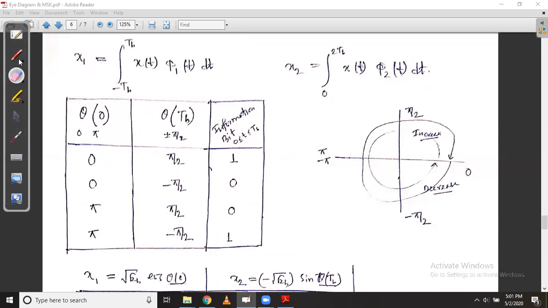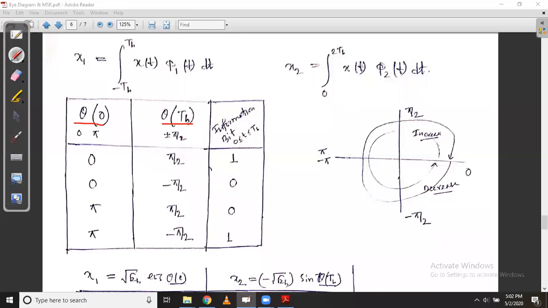In the previous derivation, we used this one and this one. That means these two phase angles have some combination of 0 and pi and plus minus pi by 2. So for this, 0 and 0; for this, 0 plus pi by 2; for this, 0 minus pi by 2; for this, pi again plus pi by 2; for this, pi again minus pi by 2.